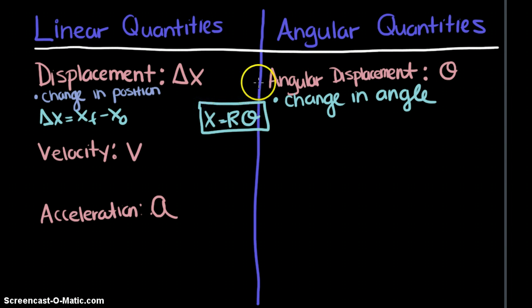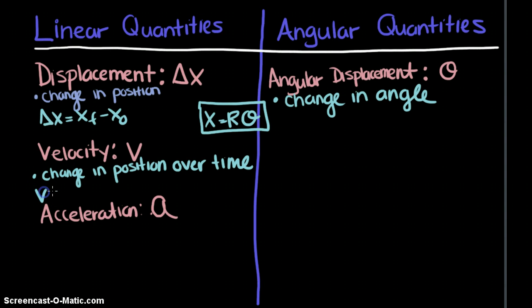formulas here. Okay, now if I go down to velocity, velocity is a change in position, so obviously the displacement divided by the time. And our math model for this velocity here would be v equals delta x over delta t. So our change in position with respect to time. So we have a matching quantity for this in terms of angular velocity. See, we're not too creative with the names here.